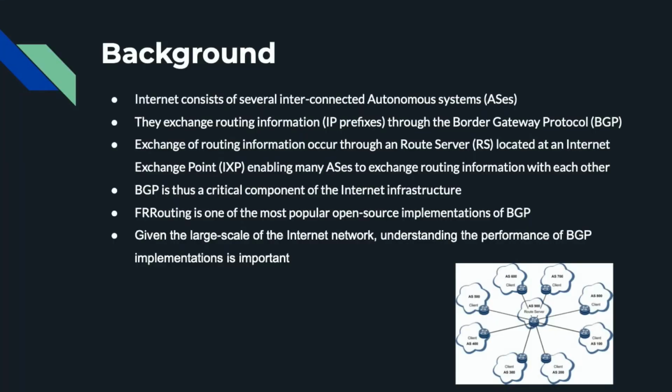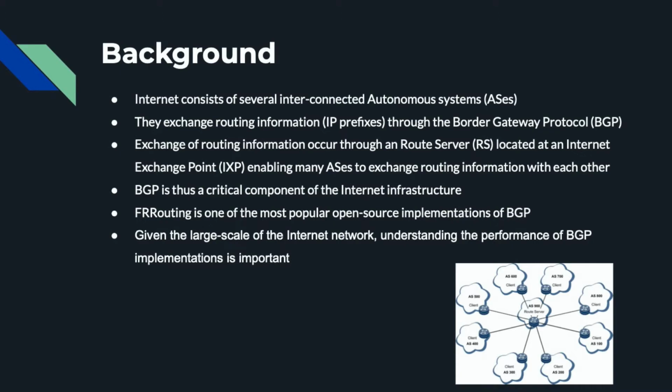The Internet consists of a large number of distinct independent entities, called autonomous systems. The administrators of ASes have full control over the set of IP prefixes owned by the autonomous system as well as its routers and links. These systems exchange routing information consisting of IP prefixes through the Border Gateway Protocol. To facilitate this exchange of information, autonomous systems are often connected to a route server located at an Internet exchange point. Due to this, BGP is an important component of the Internet backbone infrastructure.